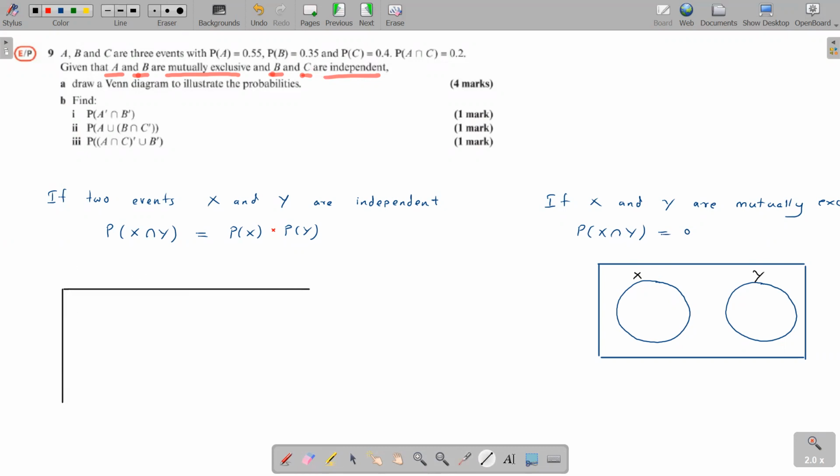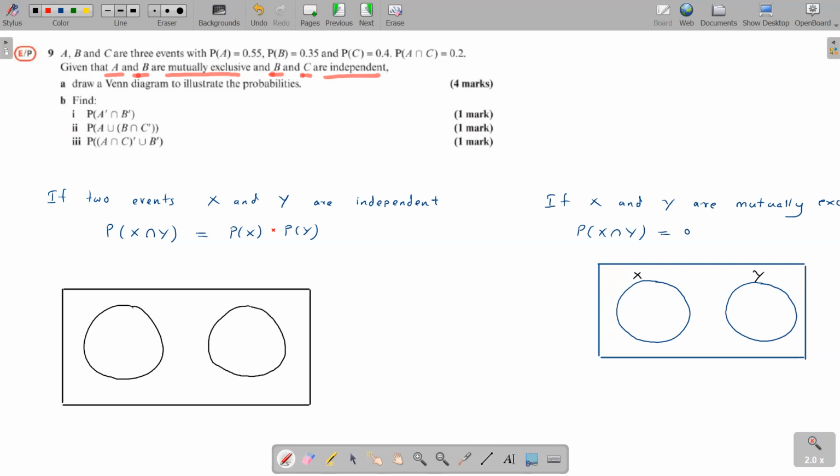If you try to think of the diagram, because in part A they're asking you to draw the Venn diagram, the first thing is to figure this out. The first thing I understand is circles A and B do not meet. So make sure you draw circles A and B in a way that they don't meet. This is set A, and this is set B. They do not intersect because they are mutually exclusive. This is what it means.